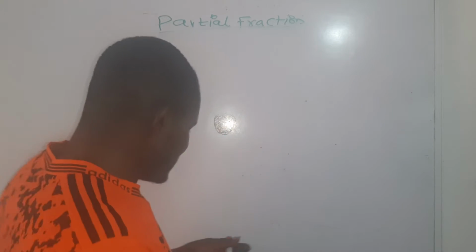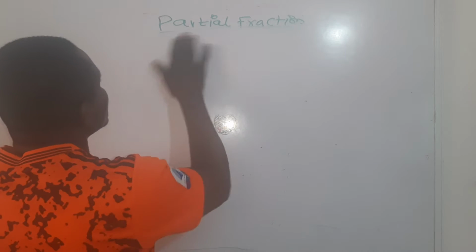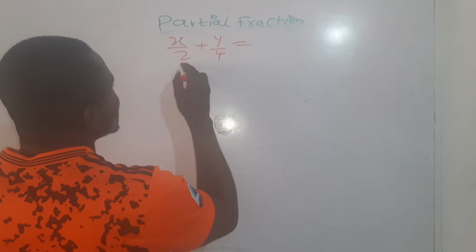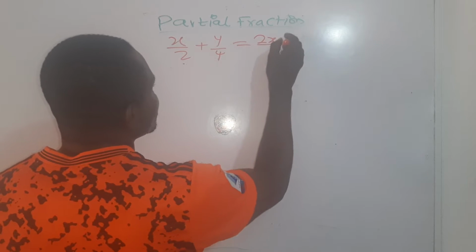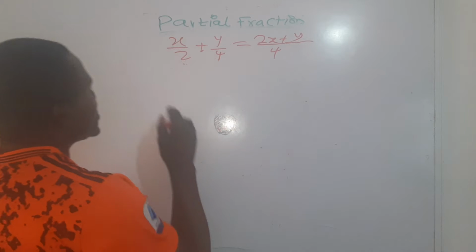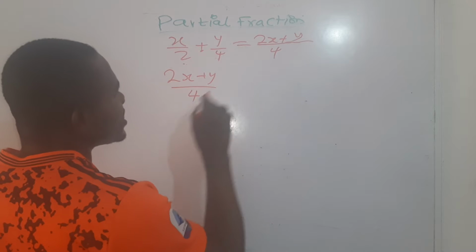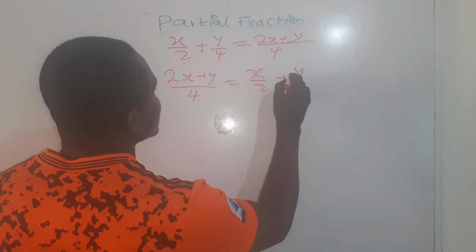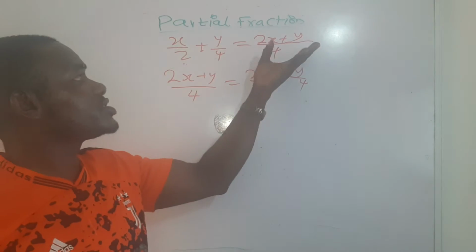Now, remember that if you have, let's say, x over 2 plus y over 4. The LCM is 4. 2 goes in 4, 2 times x, that is 2x, plus 4 goes in 4, 1 times y, that is y. Now, if you are saying x plus y over 4, that is 5 over 4, then it equals x over 2 plus y over 4. Now, you know, this is turning fractions into a single fraction.